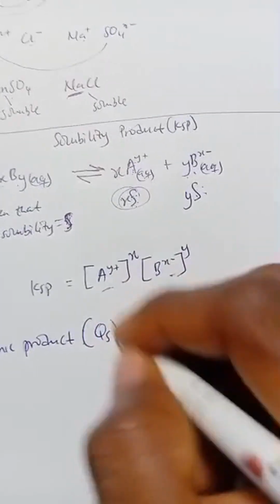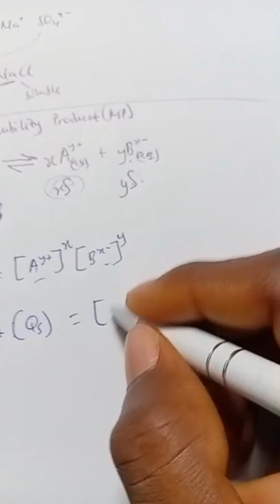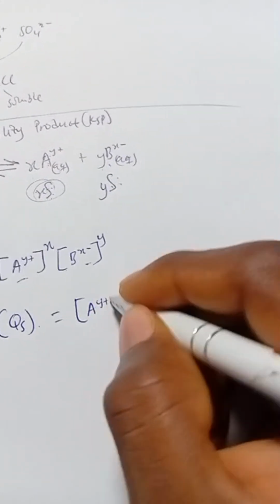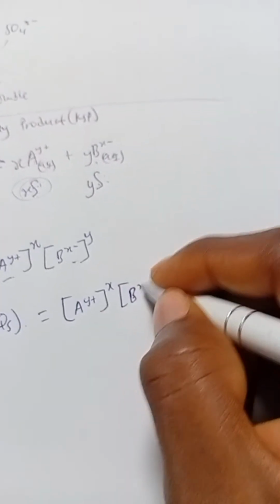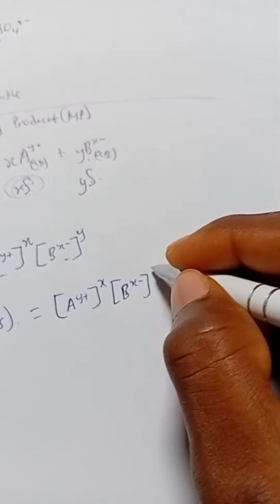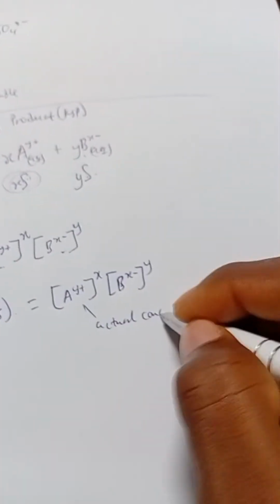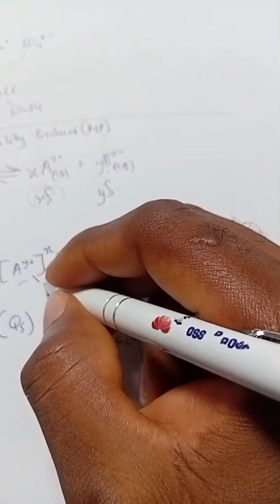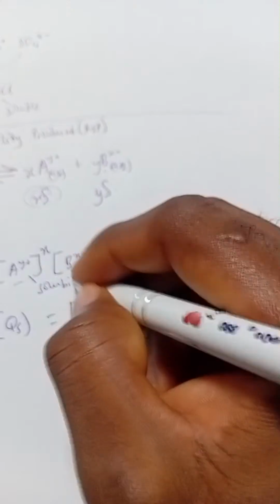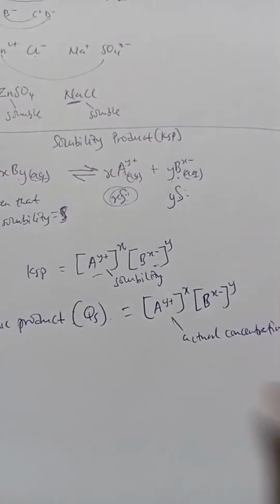Your ionic product, QS. Let me just write this. They basically have the same expression. When you are doing the calculations, the kind of concentration you use is different. For the ionic product you are using the actual concentration, but here, for KSP, let me say solubility. Exactly.